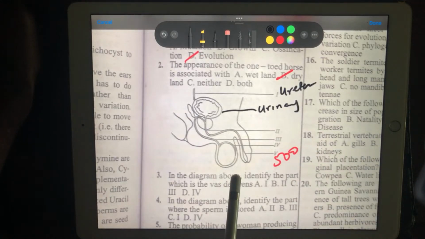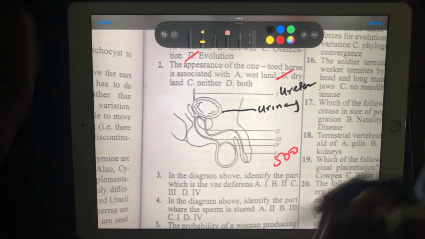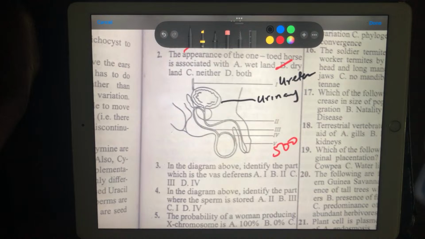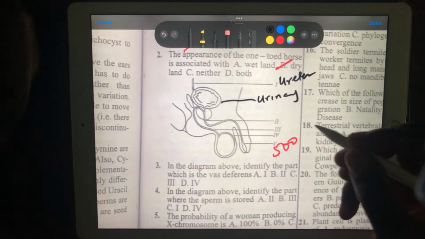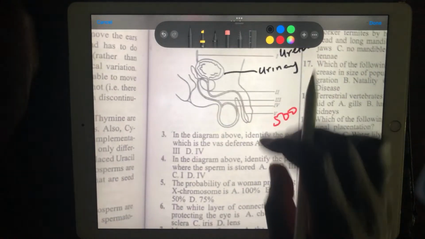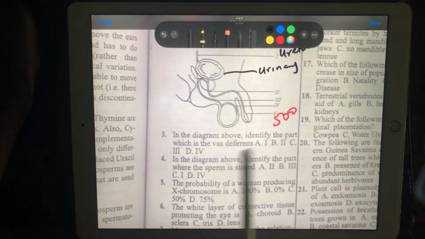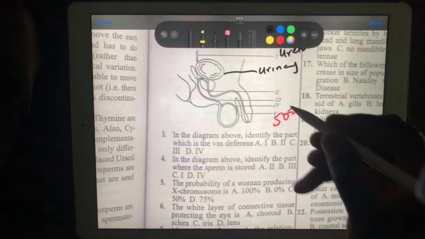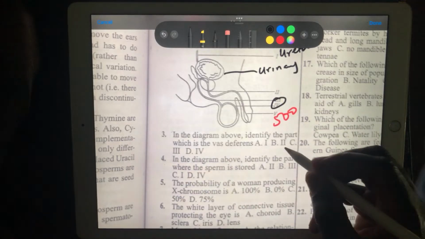IV is showing us the epididymis. That is where sperm are stored temporarily. Then we say, in the diagram above, identify the part which is the vas deferens. So the part that is vas deferens is II, which is option C.